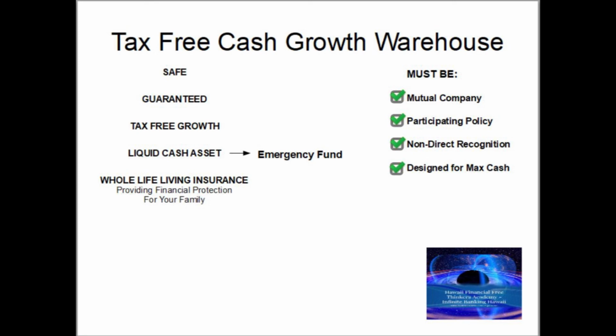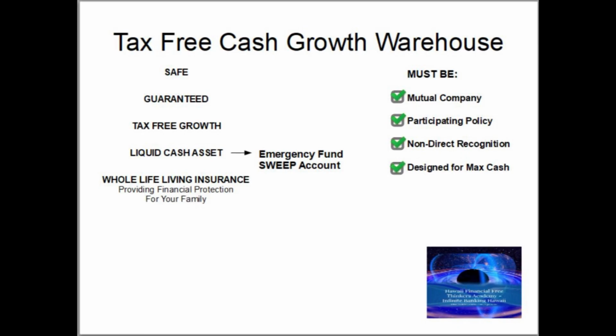The gains are continuing to be added to the cash value even if we are using the cash value to maximize the efficiency of our cash flow by means of the sweep account. By using the tax-free cash growth warehouse account as our sweep account, we gain the benefits of the sweep strategy, and we aren't losing a penny in interest as we would with any other account. But in fact, we are continuing to add to the cash value by means of compounding dividend interest.